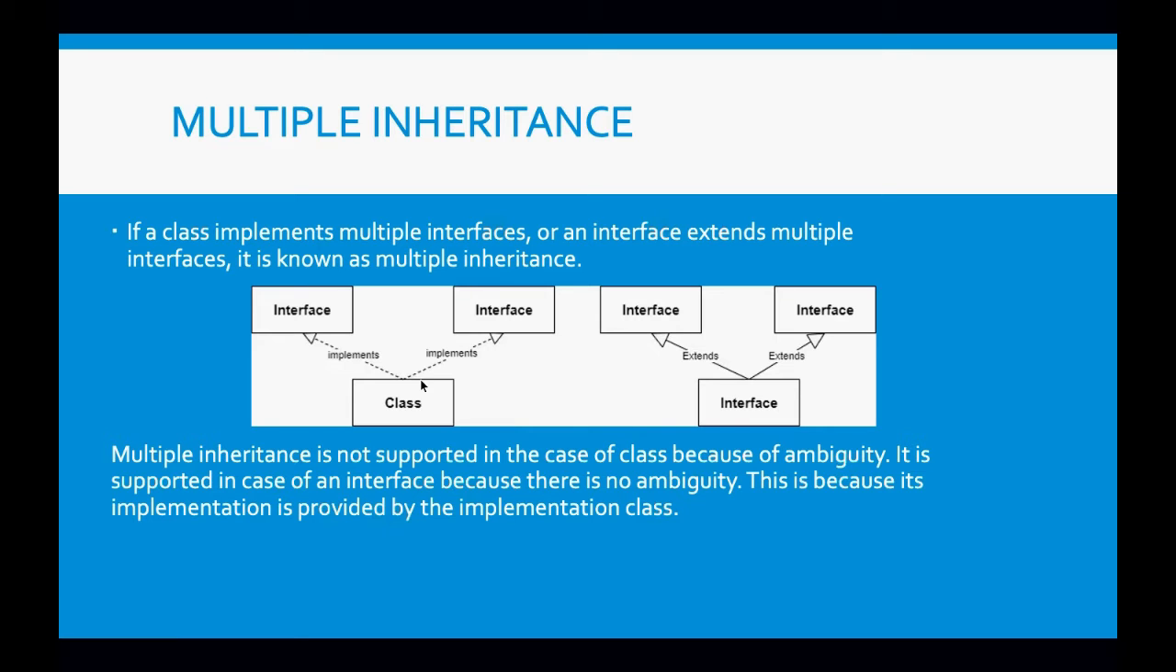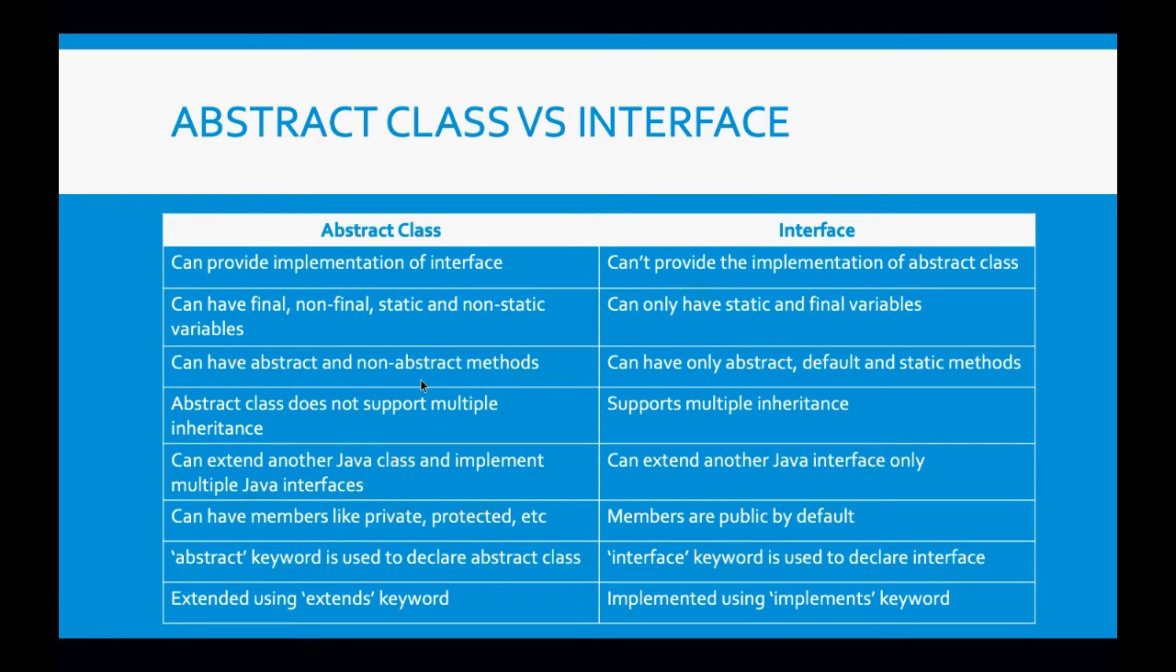We've got some differences between abstract class and interface. In an abstract class, you can provide implementation of an interface. In an interface, you can't provide implementation of an abstract class. In an abstract class, you can have final, non-final, static, and non-static variables. However, in an interface, you can only have static and final variables. In an abstract class, you can have abstract and non-abstract methods, but in an interface, you can only have abstract, default, or static methods.